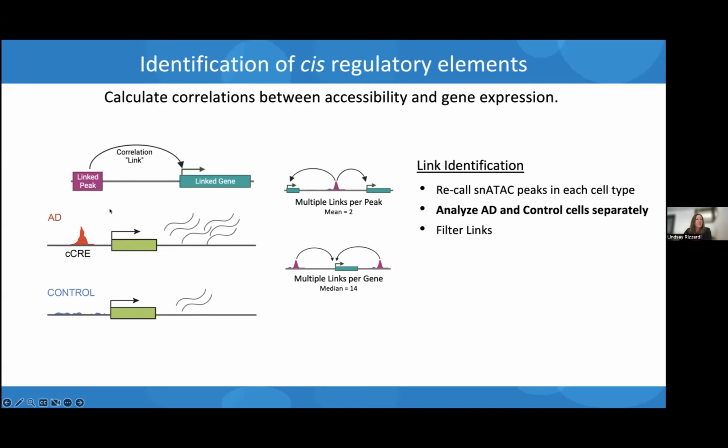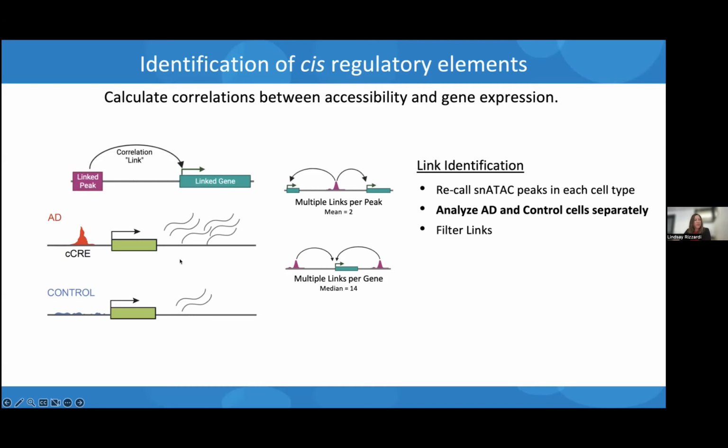Just to familiarize you with some of the terminology we're going to use: when we have an ATAC-seq peak, we're going to call it a linked peak because it's linked to a target gene's expression, and that will be called a linked gene. The link itself is not a physical link like you would see in Hi-C or other contact-based assays. This is simply the correlation itself. So when I say link, I mean correlation.